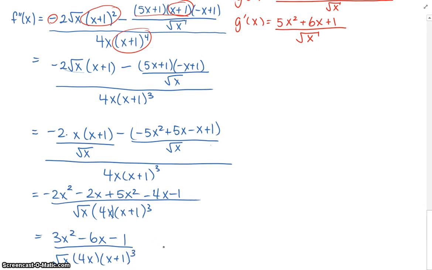Now you can leave it like this. Another thing you can also do is you've got a root x and an x. Technically that's a degree of 1, that's a degree of a half. So you could also write it as 3x squared minus 6x minus 1 all over 4x, and because of half and 1 you have 3 over 2, x plus 1 cubed. Either or.